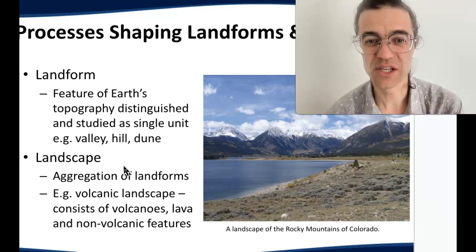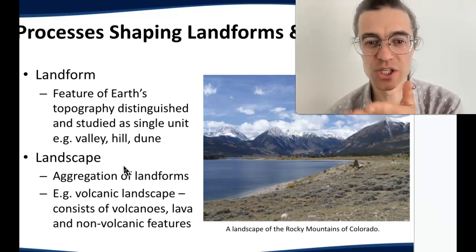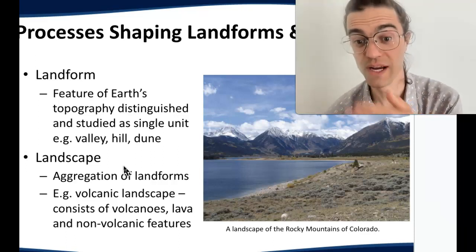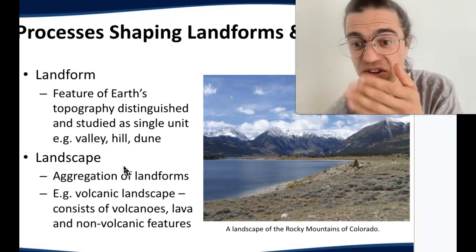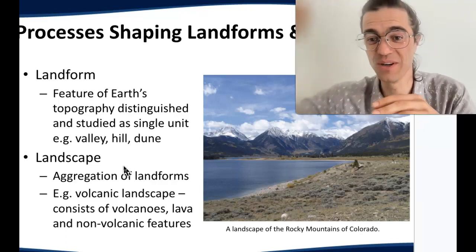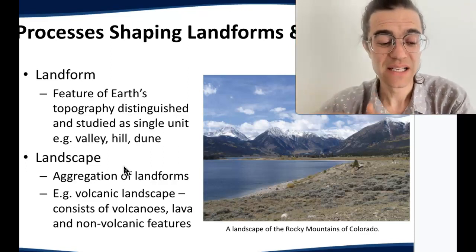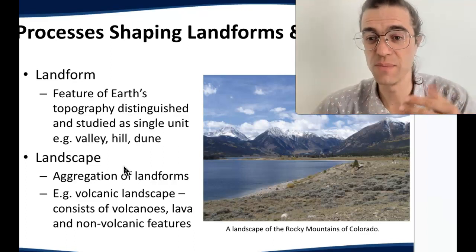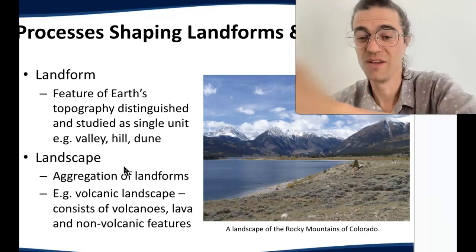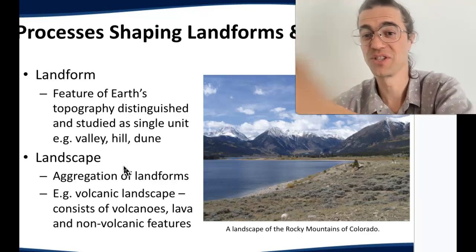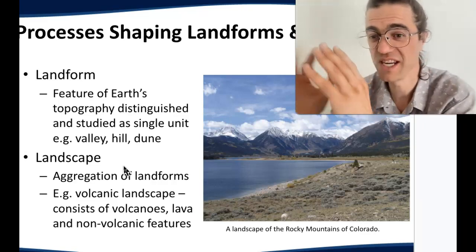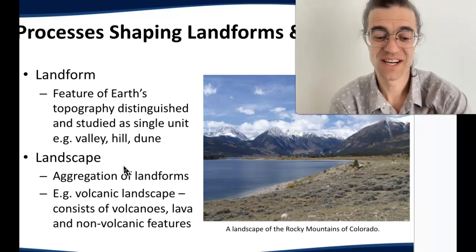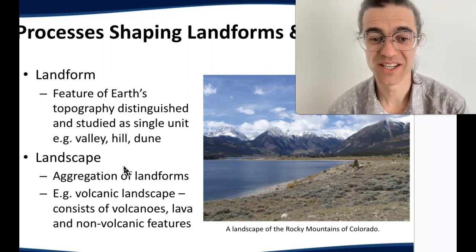But on the landform note, let's go ahead and define this, since we're talking about these different landforms. A landform is a feature of Earth's topography distinguished and studied as a single unit, such as a valley, hill, dune, moraine, or an esker, if people are familiar with that, where a stream would run along the top of a glacier, depositing sediment, and then after the ice melts away, you're left with an elevated, almost three-dimensional snake-type feature. It looks like a long, skinny ridge, often meandering back and forth. Really neat evidence of previous glaciation.